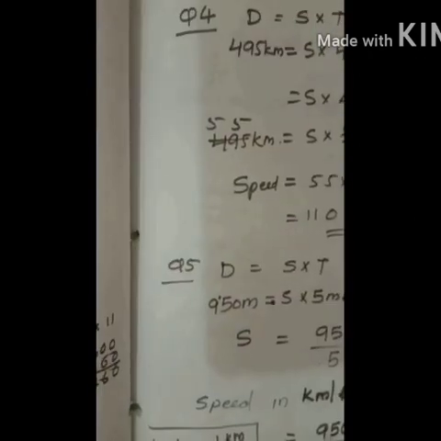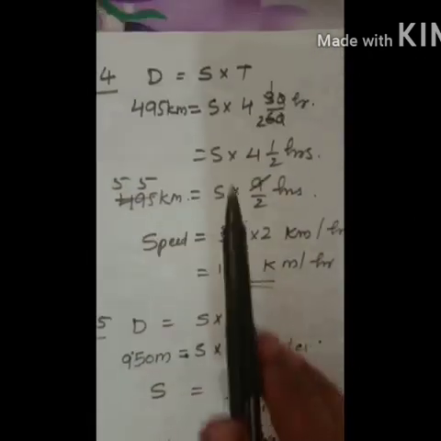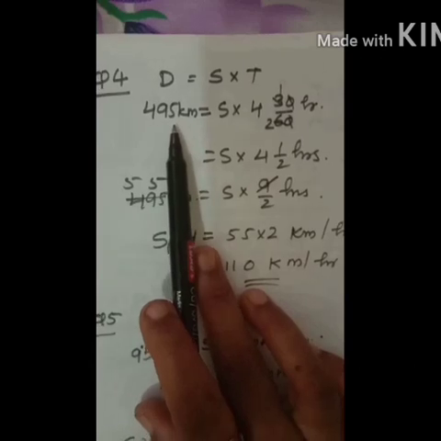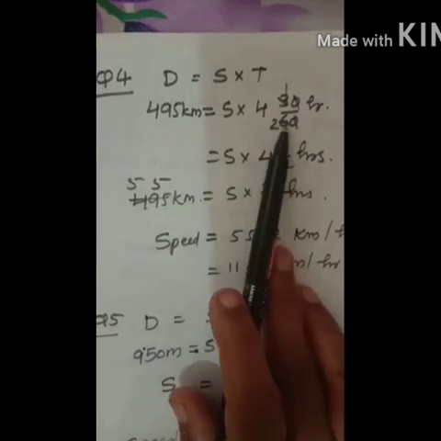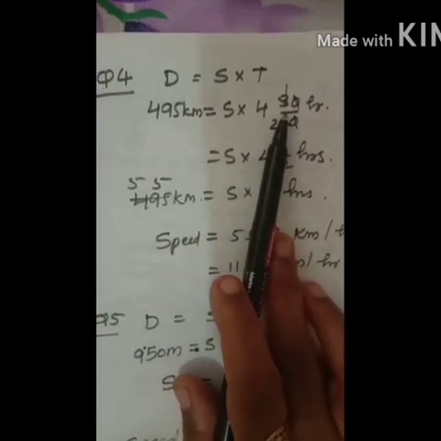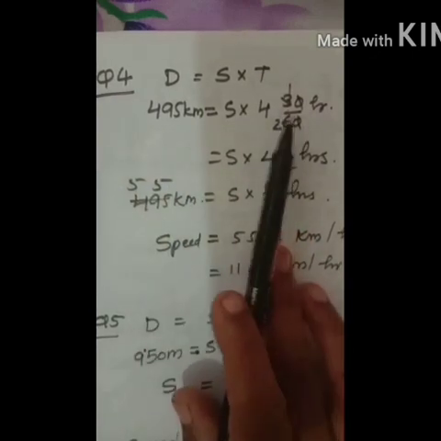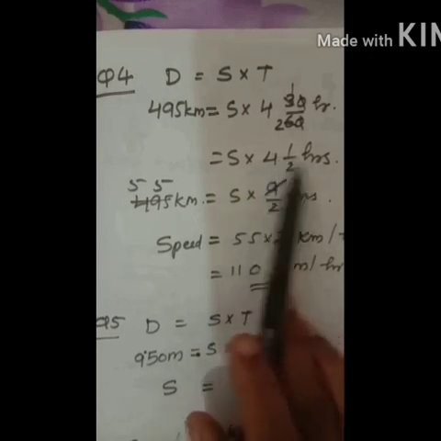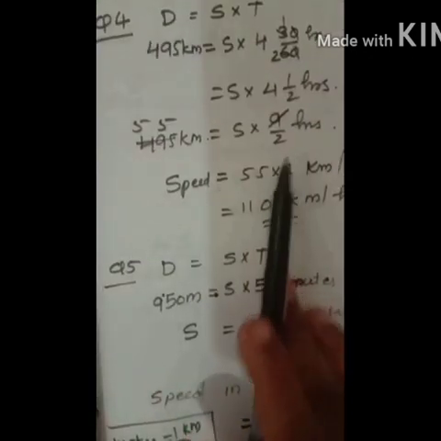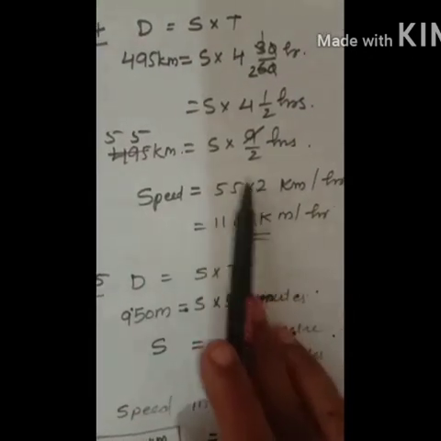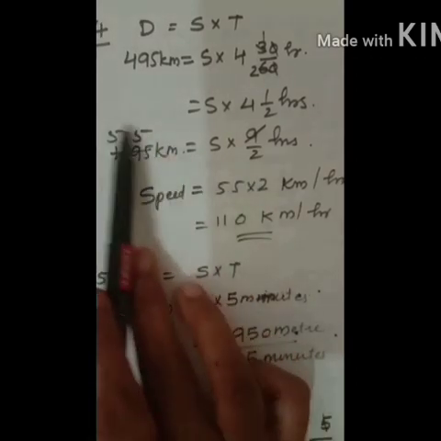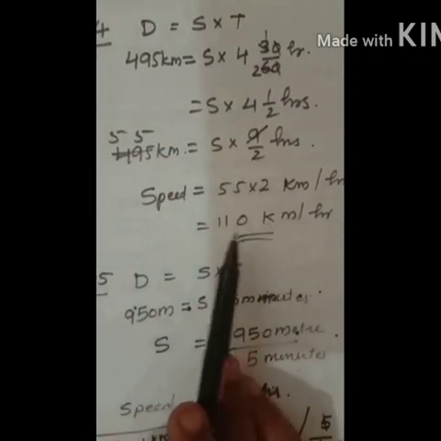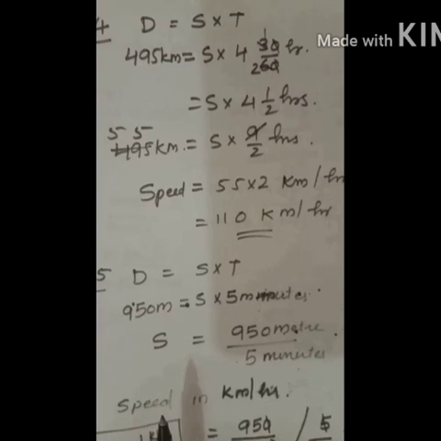Next question number 4. Distance equal to speed into time. Distance given, speed you have to find out. Time given 4 hours 30 minutes. 30 minutes, just now I told how to convert into hours by dividing by 60. 4 and 1 by 2 hours. Cut out. You will get speed equal to, 2 will be multiplied here because 2 is in the denominator, 110 km per hour.